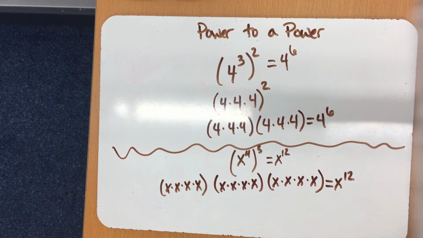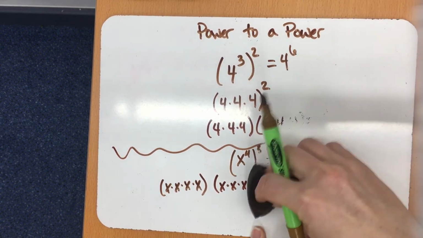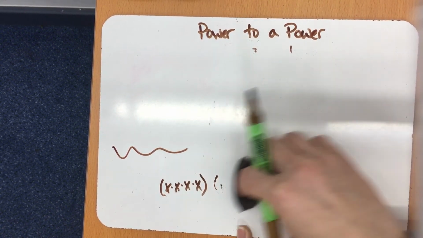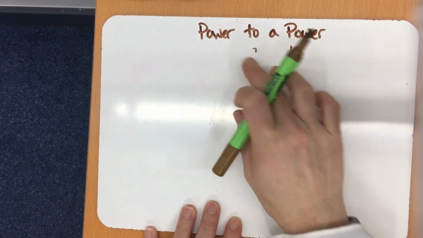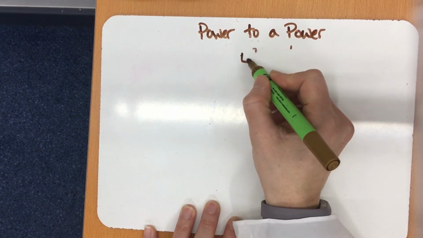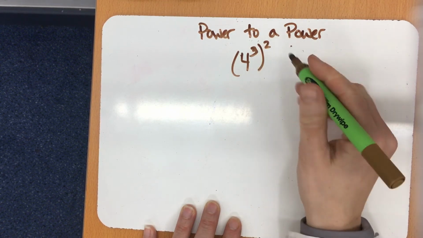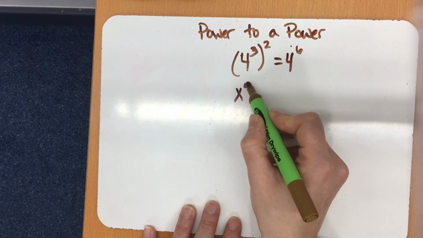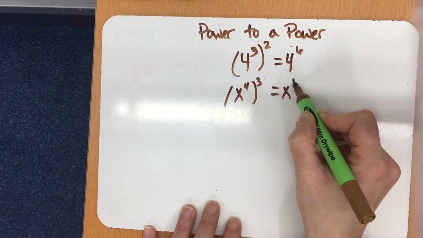As I erase the board, I want you to think about what pattern you observe. How could I get that x to the 12th power or that 4 to the 6th power without having to write out all of these things? Okay, so the 2 examples I showed you were 4 to the 3rd power to the 2nd power, which was equal to 4 to the 6th power, and x to the 4th power to the 3rd power, which was equal to x to the 12th power.